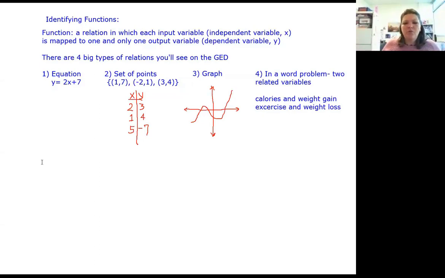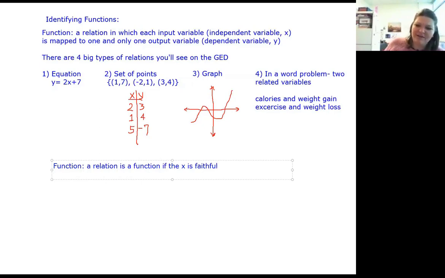So this is the way that I sum up a function. You can tell something's a function if the x is faithful. And this is just Kate language now, not math language, but I'll show you what I mean. This is my shortcut way of thinking of this: if the x is faithful. Okay, let's go do a bunch of example problems so I can show you what I mean.